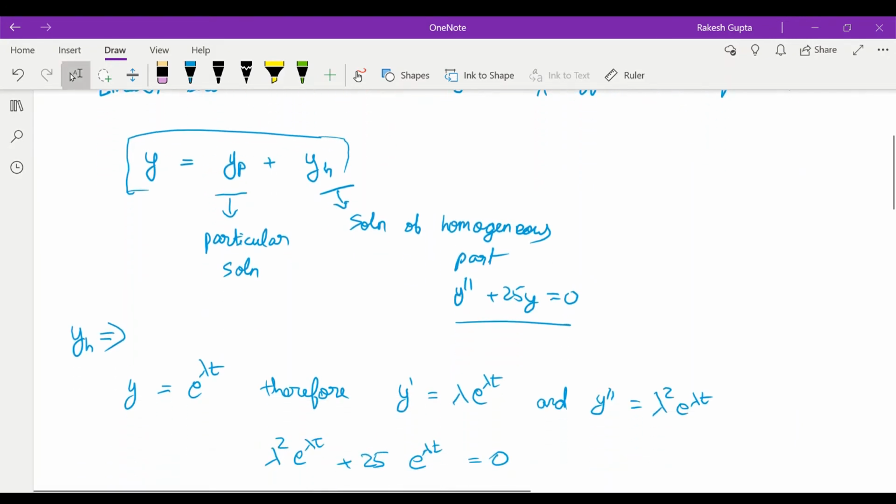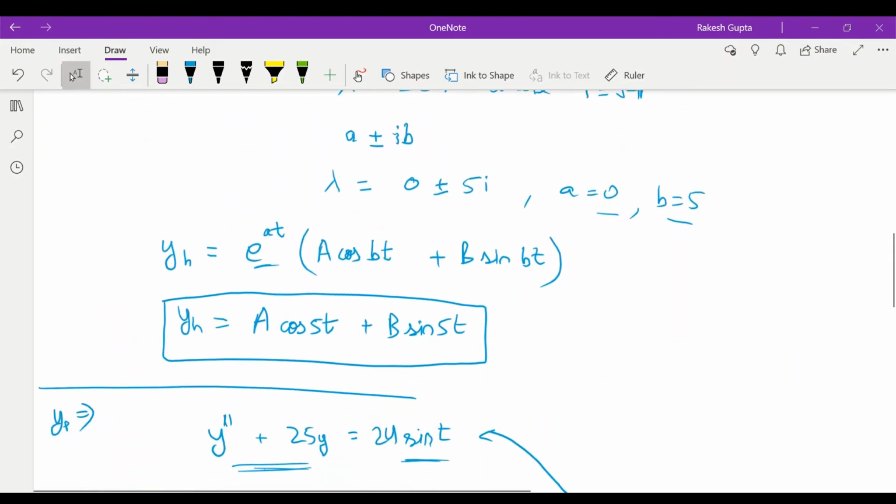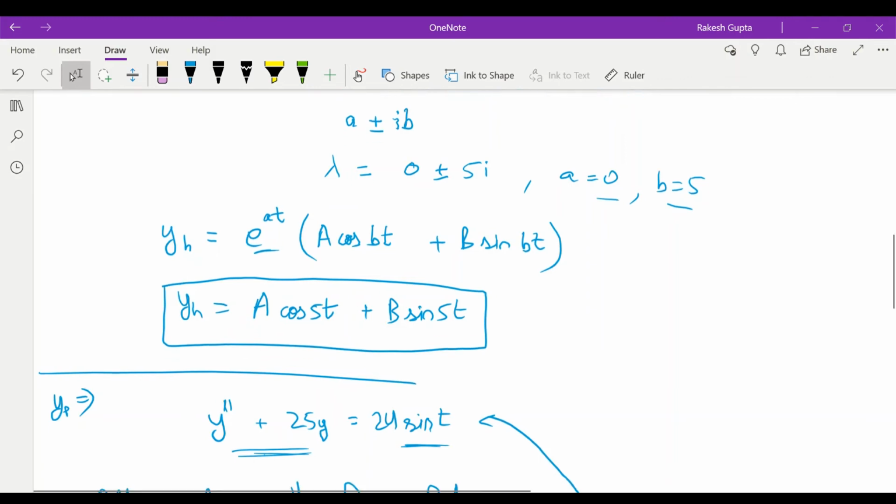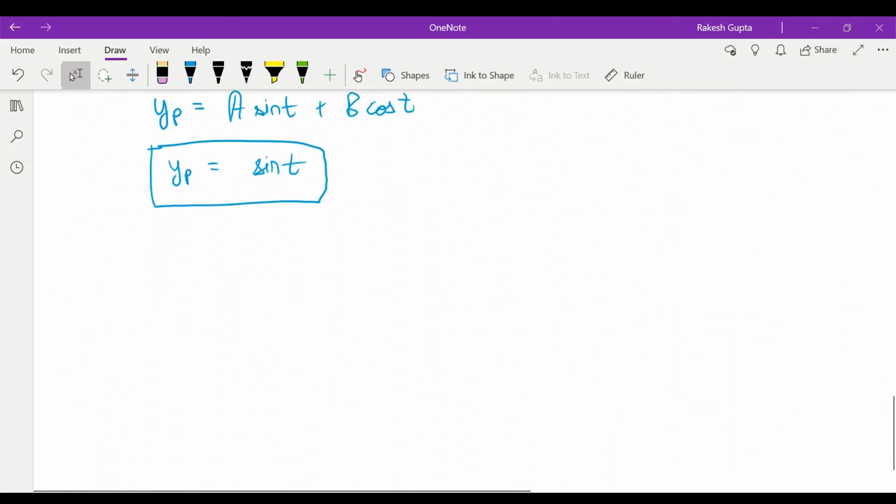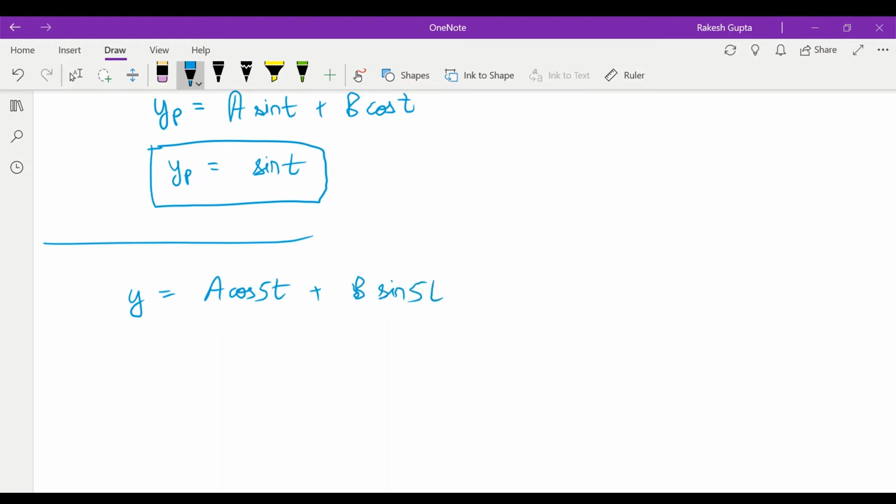So the solution of the homogeneous part we have got as a cos πt plus b sin πt. Just going to write that down: a cos πt plus b sin πt, and I'm going to add the particular solution to it, which is sin t.